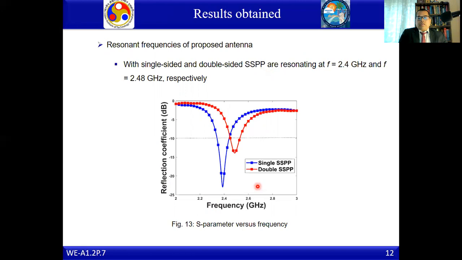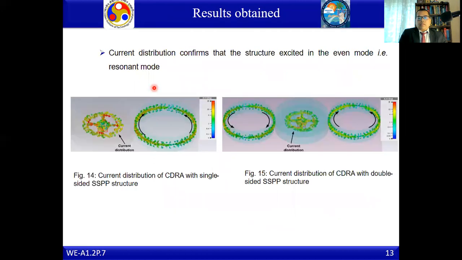When we place this single SSVP structure and double SSVP structure, there is a slight shift in the frequency, which can be observed from here. This curve is for the double SSVP structure, and this curve is for the single SSVP structure. The single SSVP structure resonates around 2.4 gigahertz, but the double SSVP structure resonates around 2.48 gigahertz.